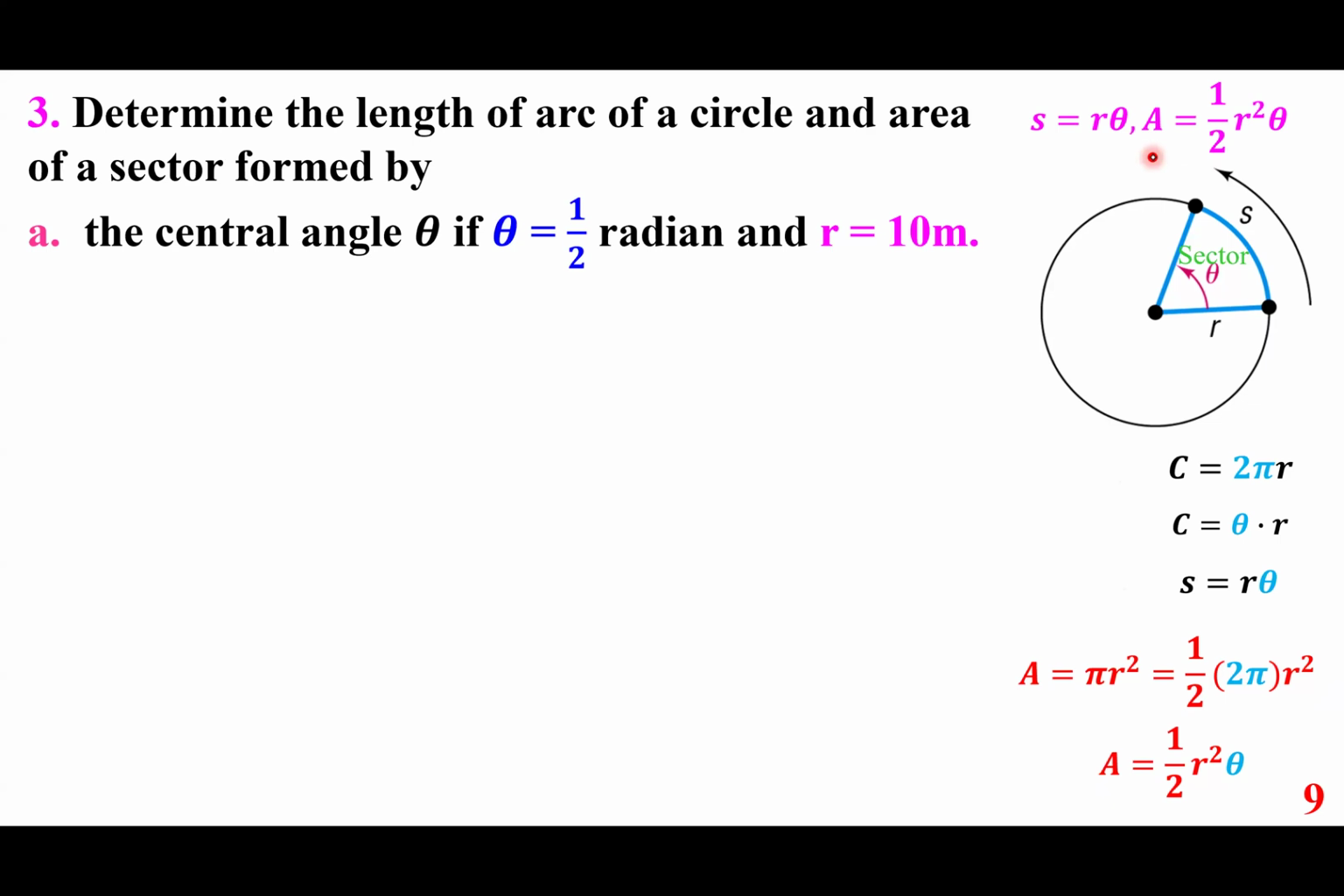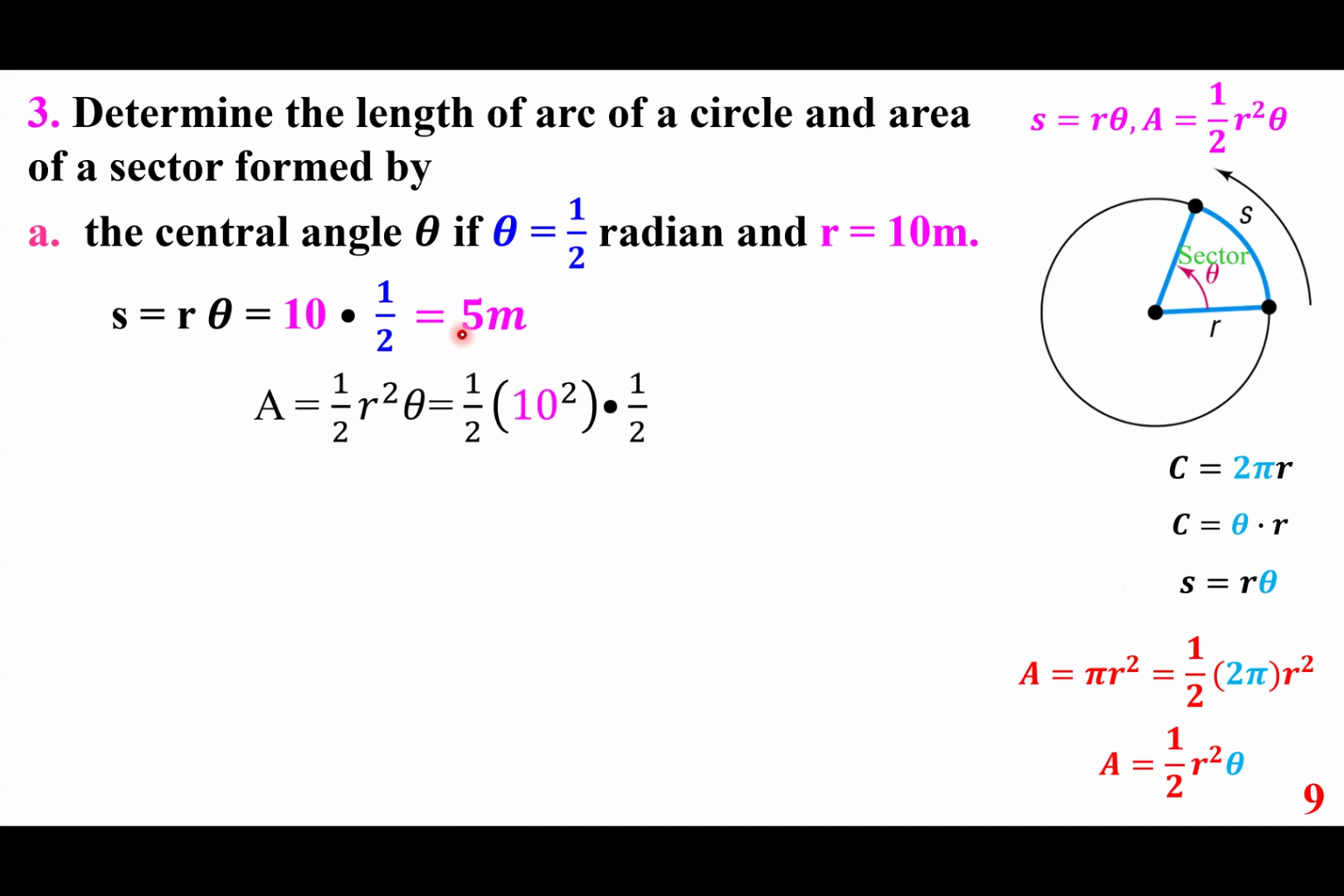So having said that, in this case, theta is 1/2 radian, and it has to be in radians, and r is 10 meters. s is r theta. The product of the two is 5 meters. What about the area? Half of r squared theta, 1/2. r we said is 10 squared. This is 100. 1/2 and 1/2 is 1/4. 100 divided by 4, or 25 meters squared, the units of the area.